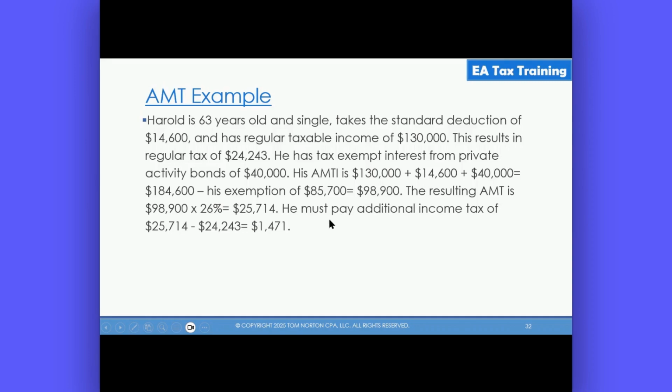$25,714. So he has to pay an additional income tax of $1,471. So we're going to compute his regular tax. Then we're going to add as an other tax on Schedule 2, $1,471 for the AMT.